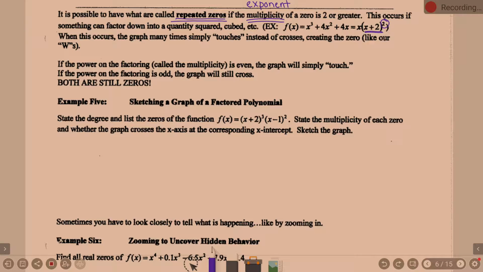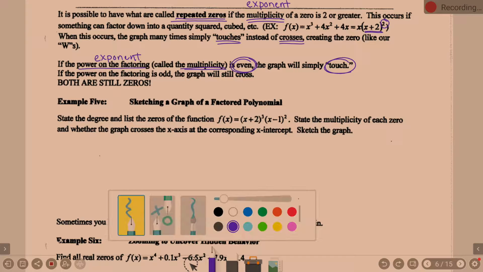Let's see, where does it say here? Okay, so we're going to talk about touching versus crossing. We talked about touching and crossing in Algebra 2 at one point last year. How much we looked at the graphs, I'm not 100% sure, but we talked about it. Okay, so if the power on the factoring, in other words, the exponent, right? When you hear me talk about multiplicity, that's what we're talking about. If it is even, the graph will simply touch. So if that power is even, 2, 4, 6, 8, the graph touches. So it's a min or a max at that point.